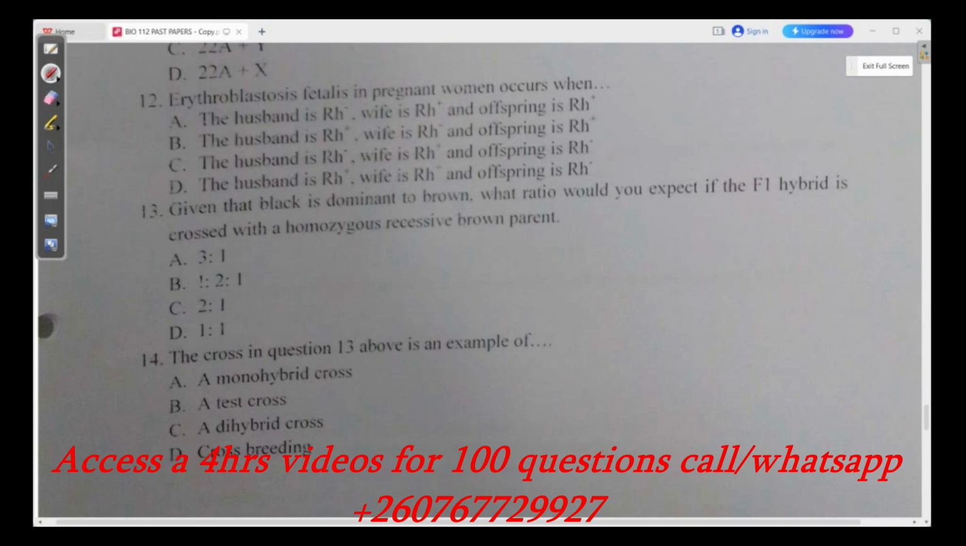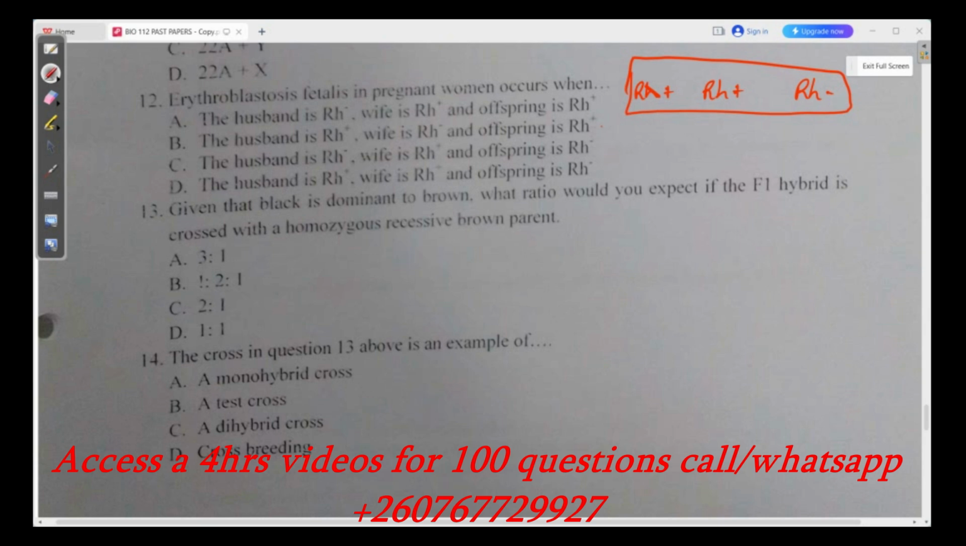So erythroblastosis fetalis in pregnant women occurs when the husband has to be rhesus positive, because if the husband is rhesus positive, we know that the baby is also going to be what? Rhesus positive. Then the mother has to be rhesus negative. In this situation, that's when there's going to be erythroblastosis fetalis. So the husband is rhesus negative, no. Husband rhesus positive, wife rhesus negative, and offspring rhesus positive.